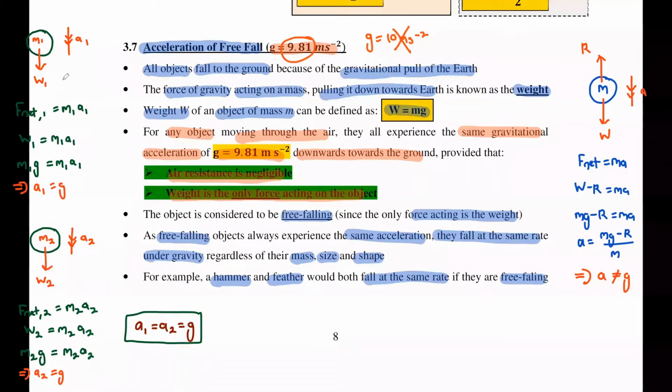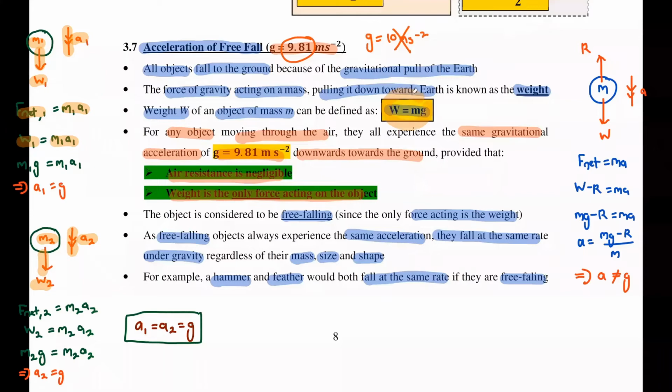To better understand this, let us consider the examples on the left, where we have two objects of different masses, m1 and m2, that are falling down. The only forces acting on them are their respective weights, W1 and W2. There are no other forces acting, such as air resistance. Let us also consider that the respective accelerations are a1 and a2. We apply F net equals ma for both cases. For the first case, we have F net 1 equals m1a1. Since the weight here is the only force acting, it is also the resultant force. So we get W1 equals m1a1.